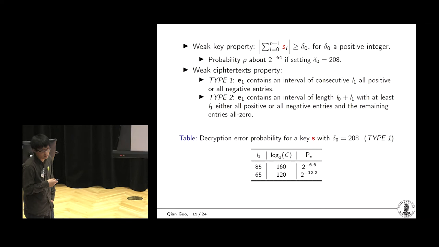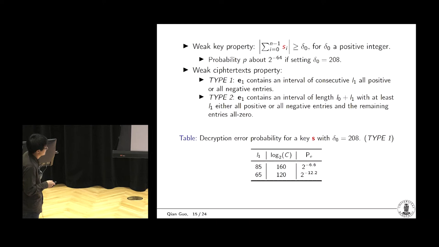Then for weak ciphertext, we have two types of weak ciphertext. Type one is E1 contains an interval of some consecutive L1 all positive or negative entries. So we have L1 1s or L1 -1s because we only have 1, -1 and 0. Type two is where we allow some zeros in this controlled section, but by default, we consider type one throughout this talk.